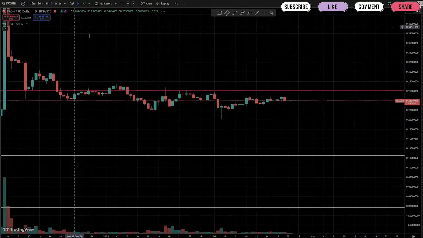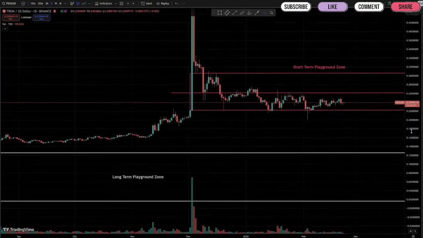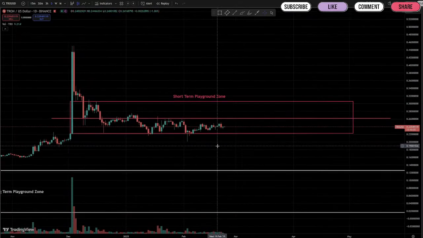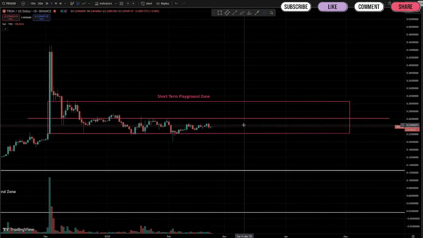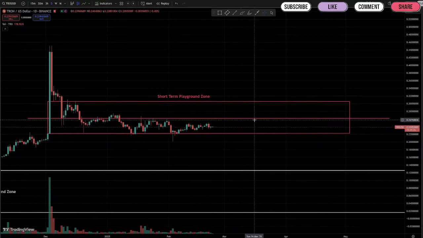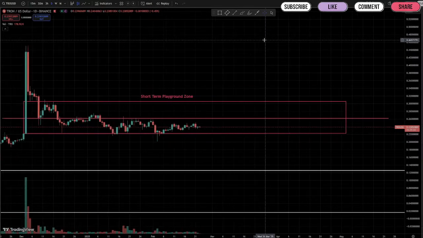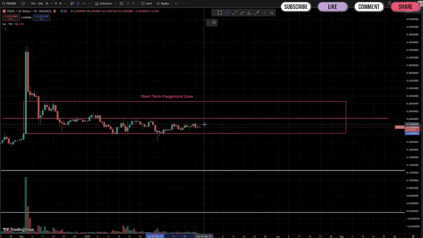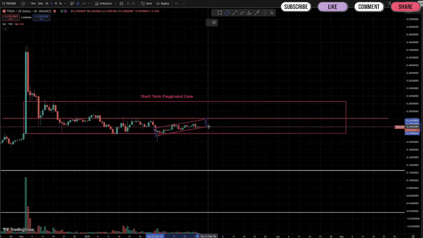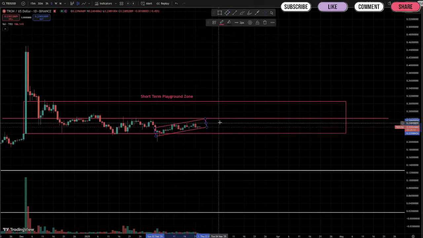In terms of the daily chart, if we zoom down one level, basically the price is bouncing at the lower half of the short-term playground zone. I already mentioned this last week, I think. If we look at an even shorter term, let me draw the box over here. There seems to be a mini playground zone happening right now.